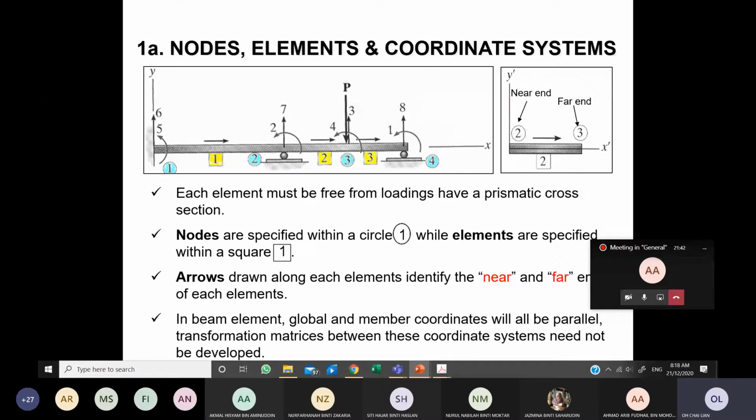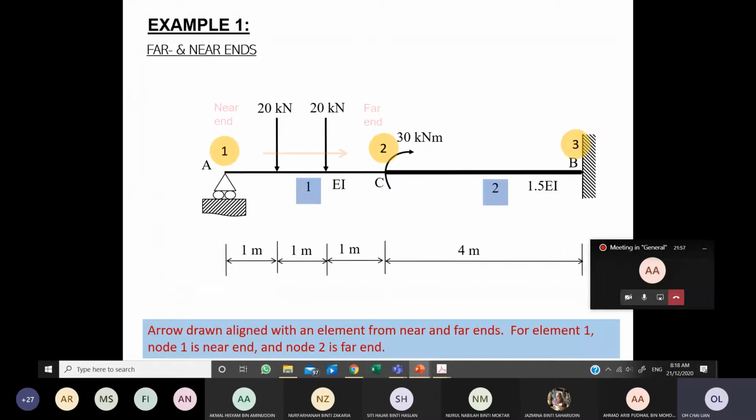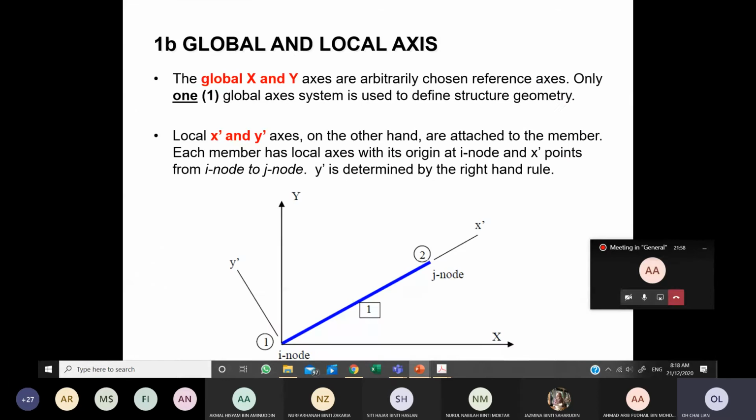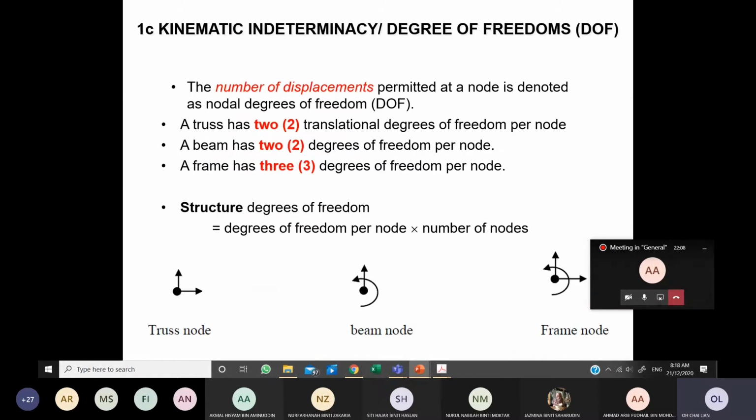We learned last week where to put a knot, how to identify the elements, and also draw an arrow to indicate where the near end and the far end are. Then we talk about the global and local axes. You need to know which axis you are referring to when I talk about the local axis. Then we are also talking about the DOF.